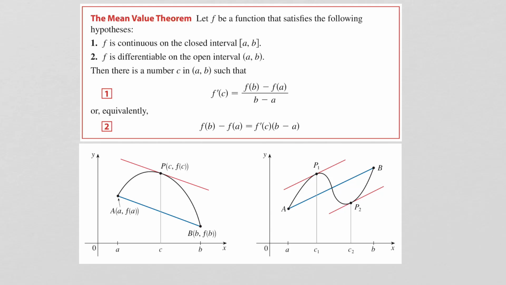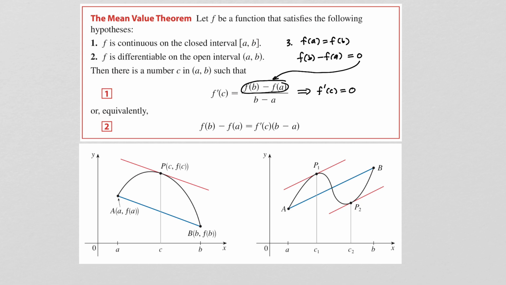The first thing I want to point out is that there are only two hypotheses here. Remember, Rolle's theorem had a third hypothesis that said f of a is equal to f of b. Now, if that's true, then f of b minus f of a would be equal to 0. And if that's true, then this would be 0, and this would become f prime of c is equal to 0. So with Rolle's theorem, you have the one extra hypothesis, and that leads to a little bit simpler of a conclusion.